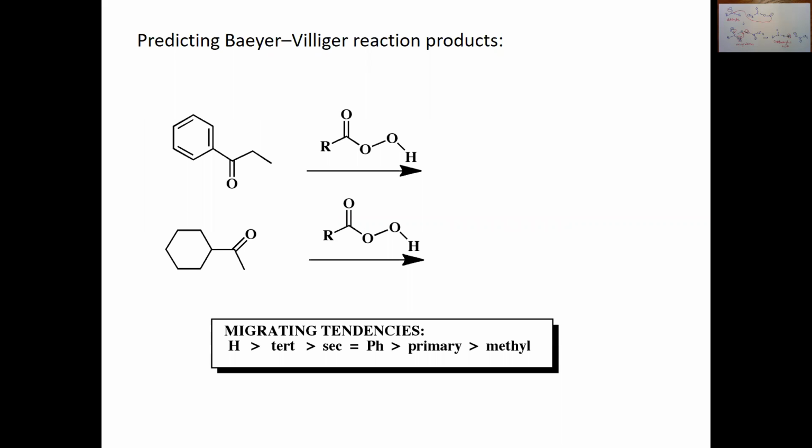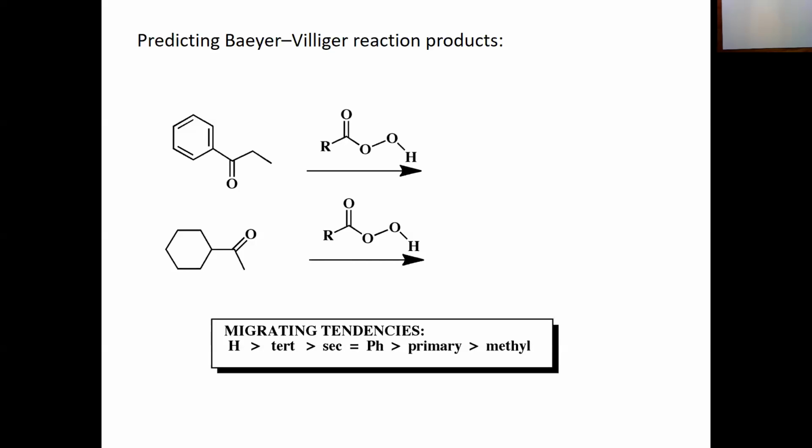Like I said, some R groups migrate faster than others, so that bottom box tells you who can migrate the fastest, and you see that H is the first on the list. So that's why aldehydes always become carboxylic acids, because H is the fastest migrator. Methyl is the slowest. Secondary and phenyl, that's benzene, the same. Tertiary is faster than secondary, which is faster than primary. Okay, kind of goes in order of carbocation stability-ish, but hydrogen is the fastest.